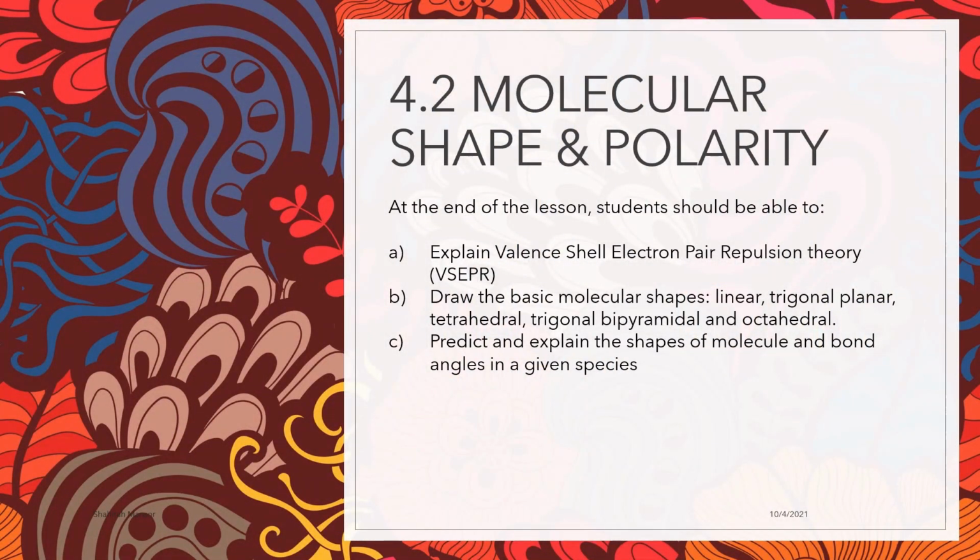We are going to learn what is valence shell electron pair repulsion theory, VSEPR, and later you will draw the basic molecular shapes that are linear, trigonal planar, tetrahedral, trigonal bipyramidal, and octahedral. And lastly, you are going to predict and explain the shapes of the molecule and the bond angles in a given species.